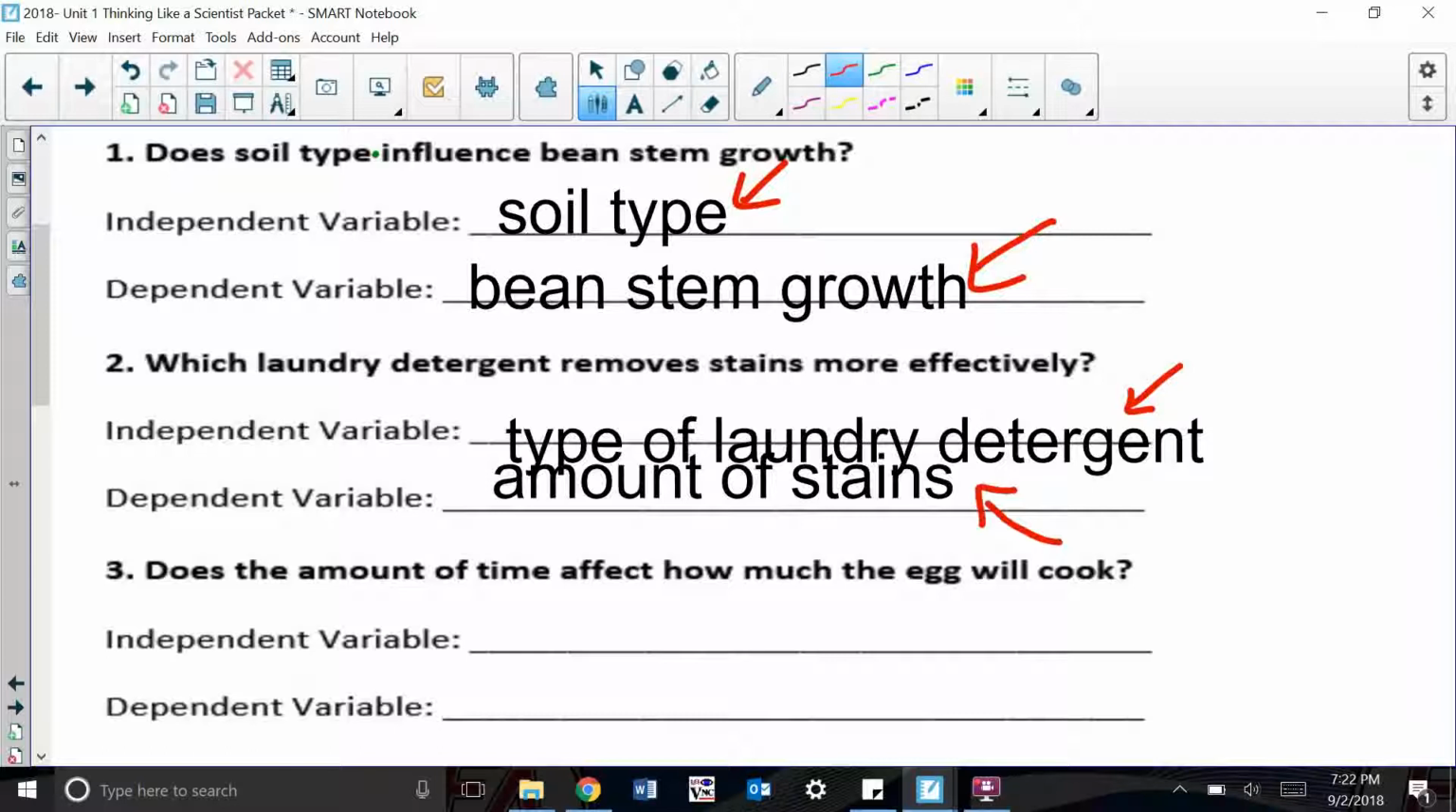So it's very, very important that we as scientists have these identified going into an experiment before we actually conduct it. That way we know what we're looking for, we know how we're measuring our results, and everything of that nature.